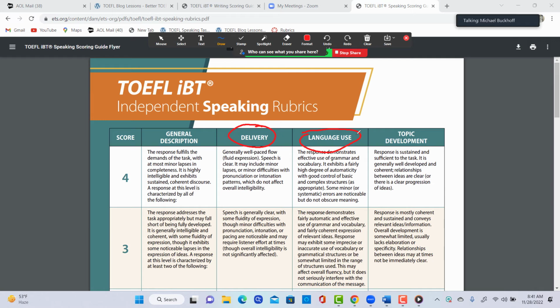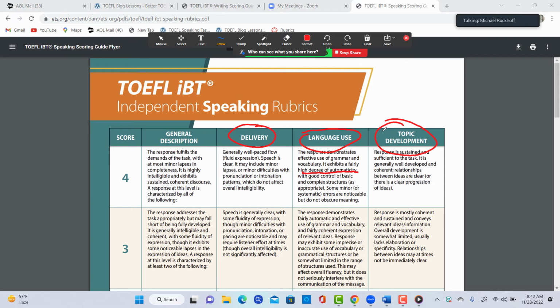That way, you have more of a high degree of automaticity, which means that you don't pause as much. It's more natural to you, the grammar and the vocabulary you're using. It sounds like you're very proficient because you don't have to stop and think very much when you speak. So that'll help you with the automaticity.